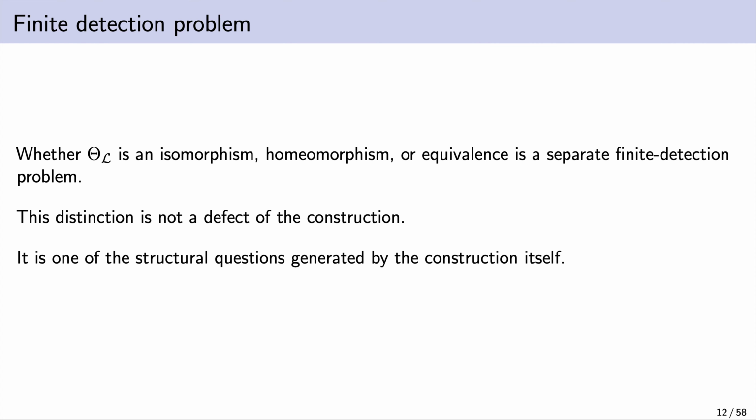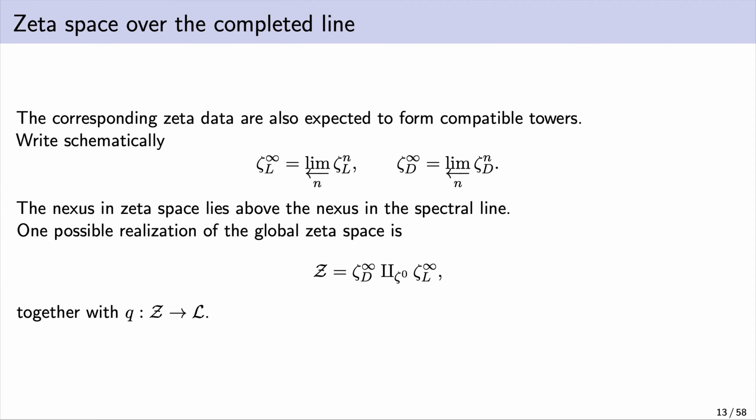This is one of those questions that crops up, and we can try to answer it, arising from the construction I presented here. So, zeta space over the completed line: the corresponding zeta data are also expected to form these compatible towers. So we're going to construct it in a very similar way.